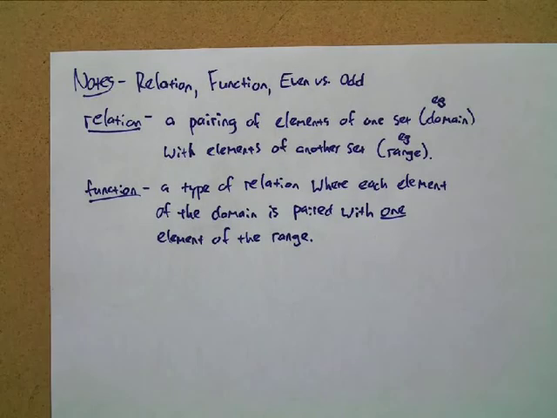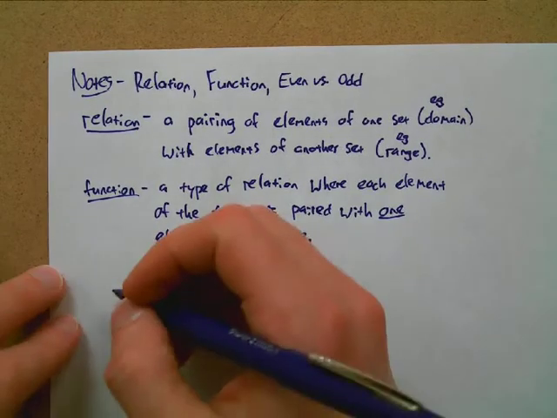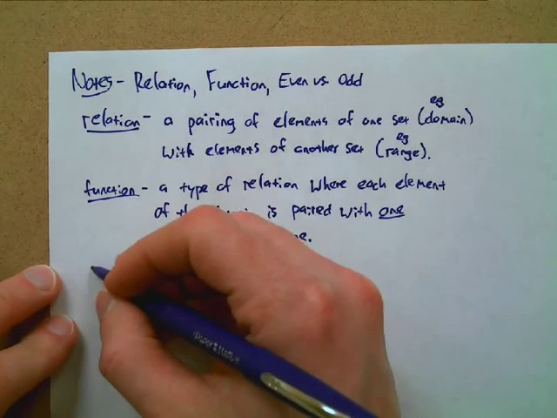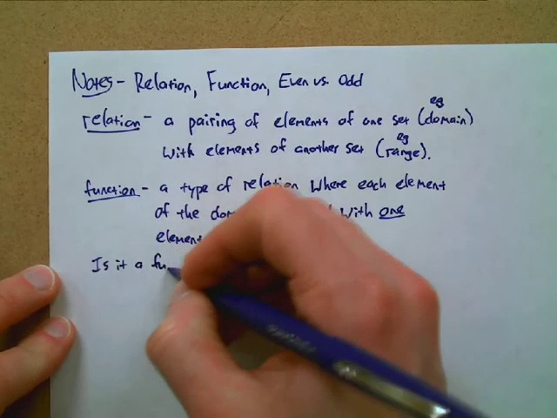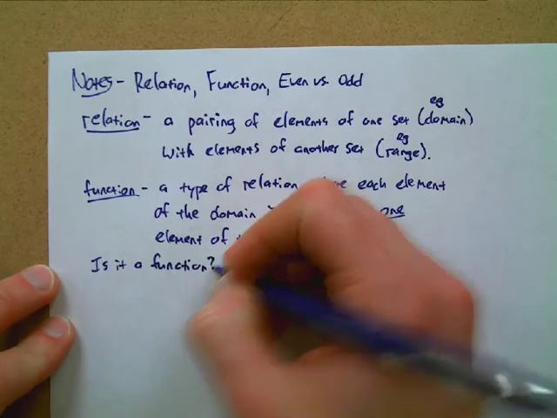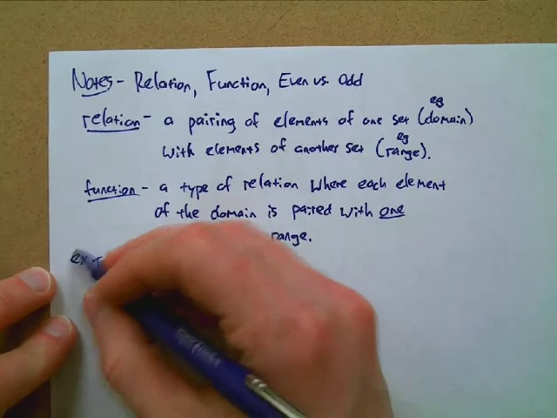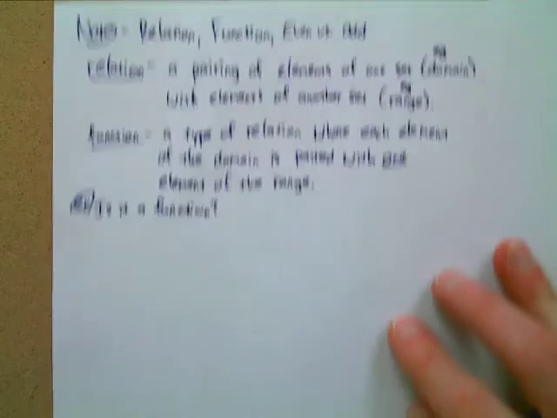So there should be no value in the domain that's paired with two different range values. That's the mathematical definition. You might have some different ways that you remembered, because you've had to do this in the past, where it's like, is this thing a function? So let's ask that question. Is it a function? Okay, and we'll do some examples here.